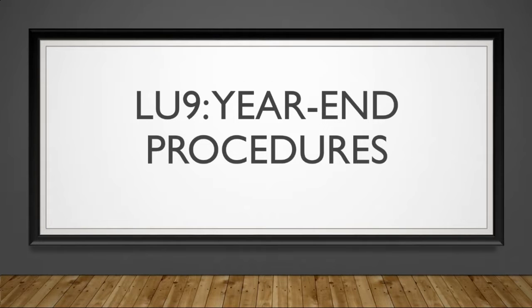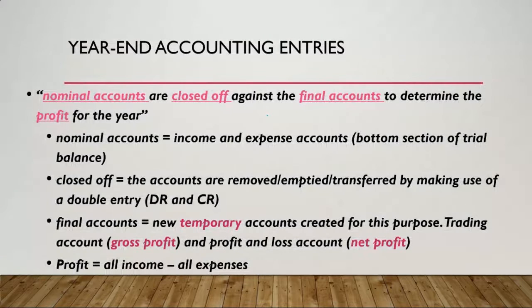Now let's quickly look at what year-end procedures are. So the nominal accounts are closed off against the final account. The final accounts are temporary accounts. That is your trading account and your profit and loss account to determine the profit and loss for the year. So your nominal accounts are all of your income and expense accounts. That is normally at the bottom section of your trial balance.